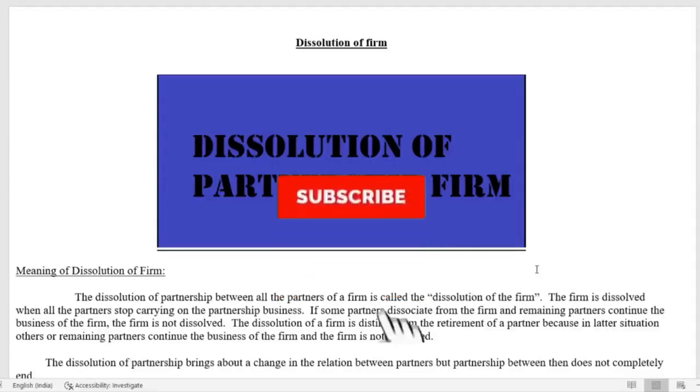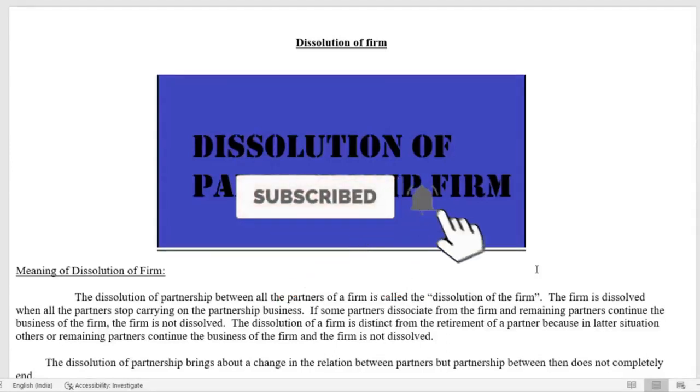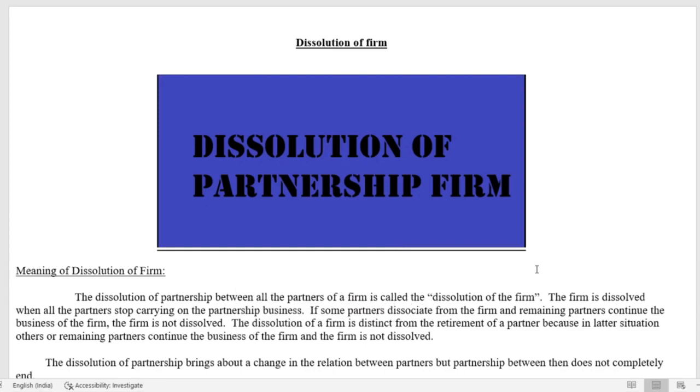Students, the topic of dissolution of partnership firm is very much important from the examination point of view for law students. Normally, there will be a question asking what are all the different methods in which a partnership firm can be dissolved. So here we have to write the different methods in which a partnership firm can be dissolved.